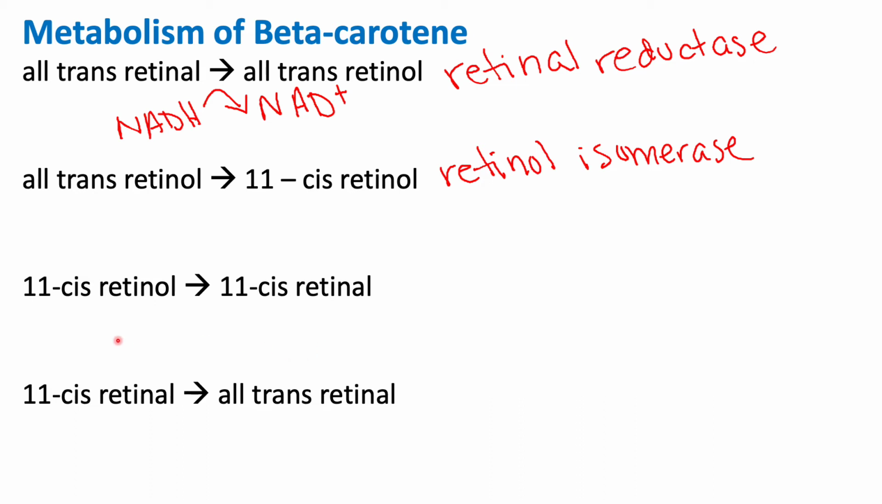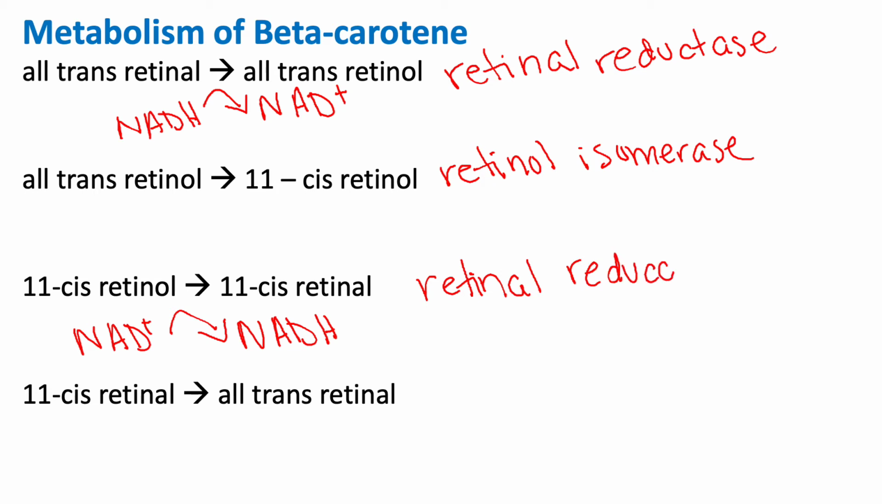Now, going from this molecule to this molecule, we're going to need another type of reductase enzyme. So this time we are going to be producing NADH, and we're going to be using that NAD+. So this time it's an oxidation reaction, and it's going to be retinal reductase once again. Okay, so now we're at 11-cis retinal, where it's undergone an oxidation reaction and it's lost electrons, and those electrons have been picked up by NADH.